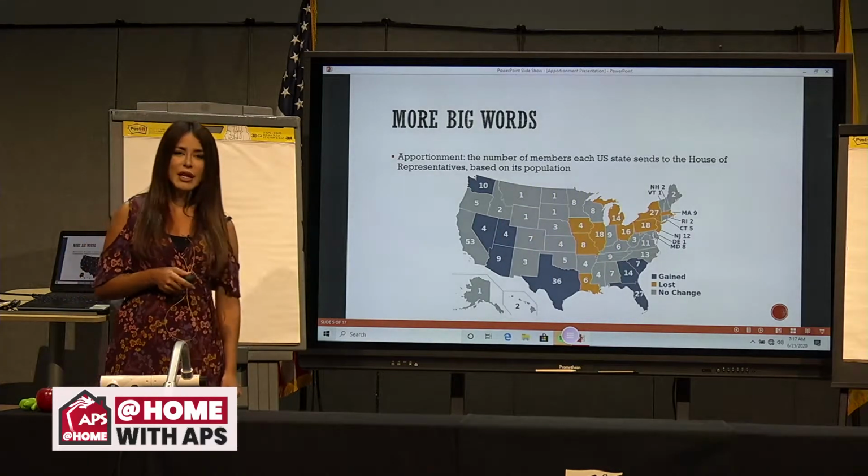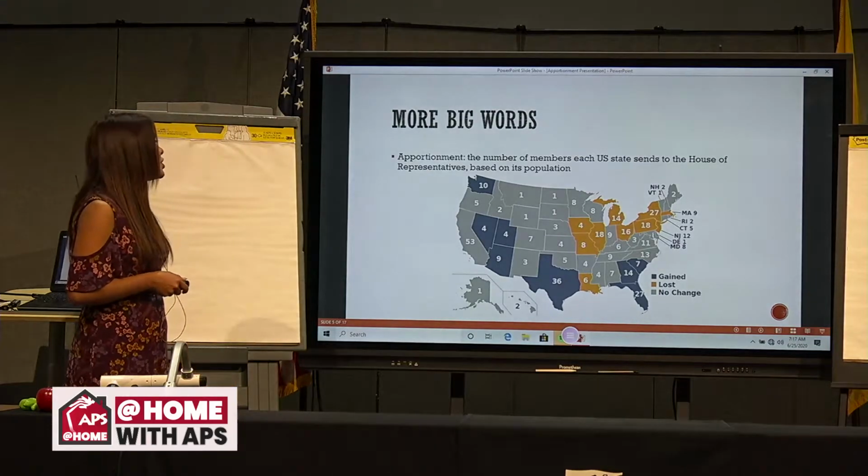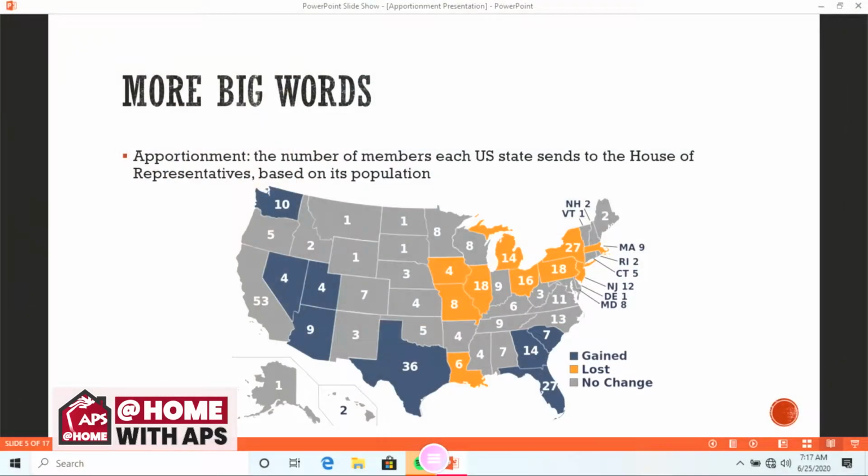Apportionment. Here is the next big word. Apportionment is actually the number of members that each U.S. state sends to the House of Representatives, and it is actually based on our population.